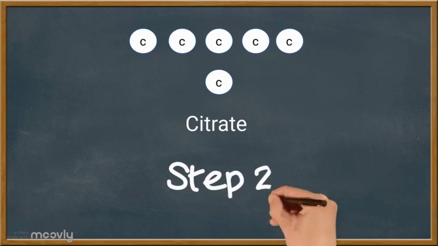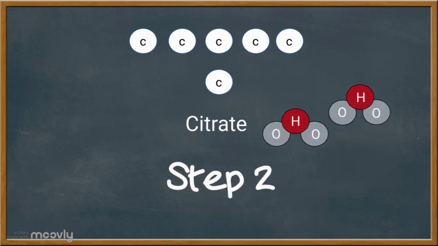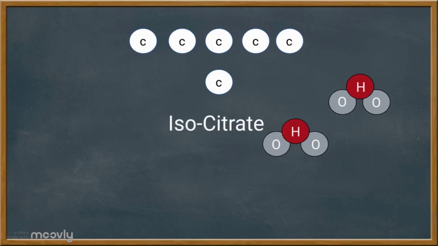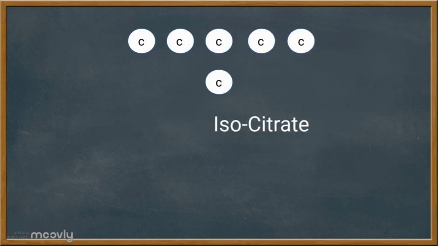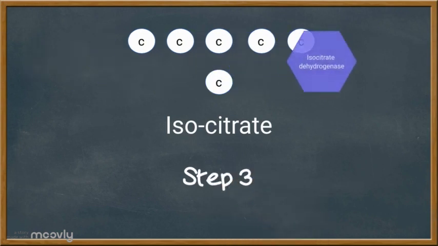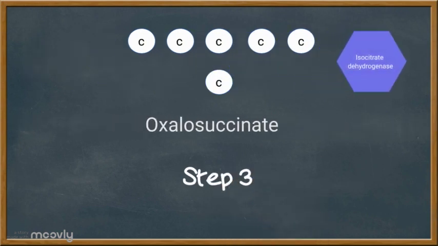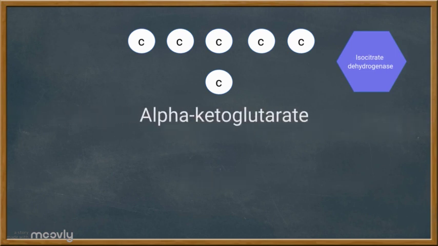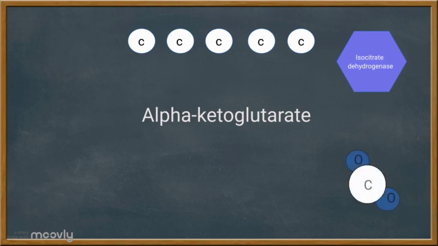In a two-step reaction, citrate is dehydrated to cis-aconitate, removing a molecule of water and then rehydrated, adding a water molecule to form isocitrate using the enzyme aconitase. Catalyzed by isocitrate dehydrogenase, isocitrate is dehydrogenated into oxalosuccinate. Oxalosuccinate is then decarboxylated to alpha-ketoglutarate, losing a carbon from the chain. During this, CO2 and one molecule of NADH is produced.